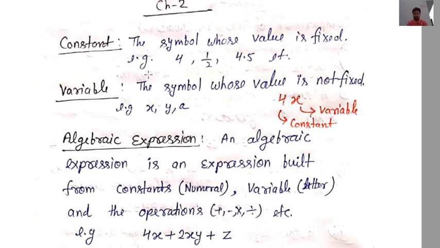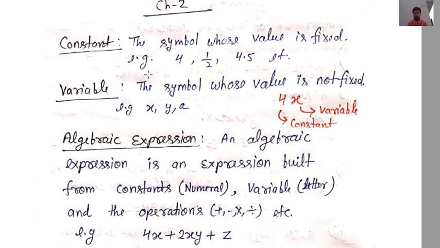Okay. Now, variable. The symbol whose value is not fixed is called variable. Like x, y, z. Suppose if I say x equals 1, then you write x equals 1. If I say x equals 2, then you write x equals 2. So the value of a variable is always changing. So that is called variable.